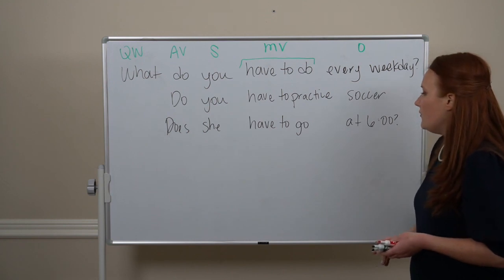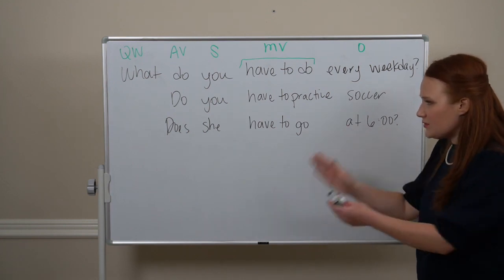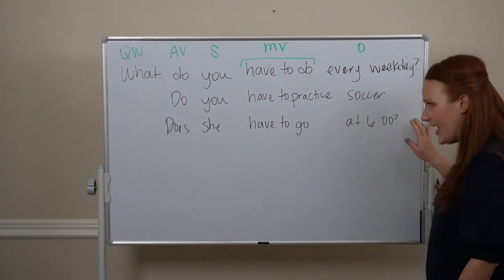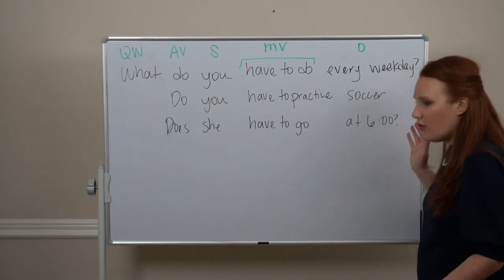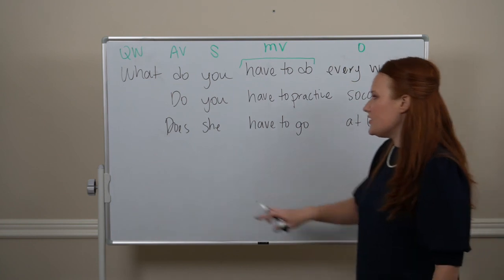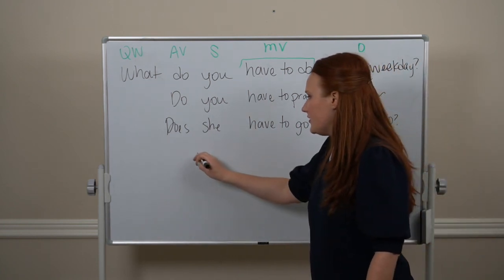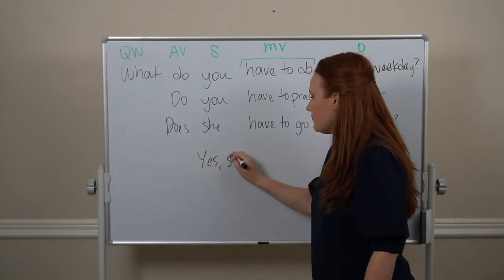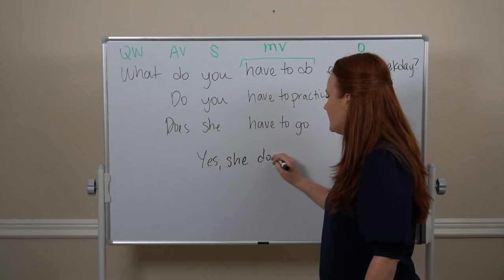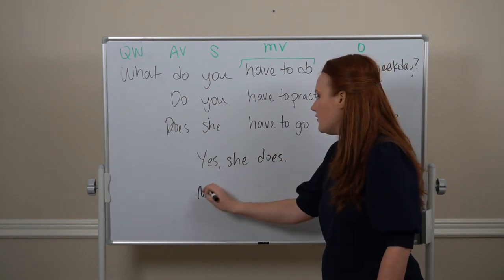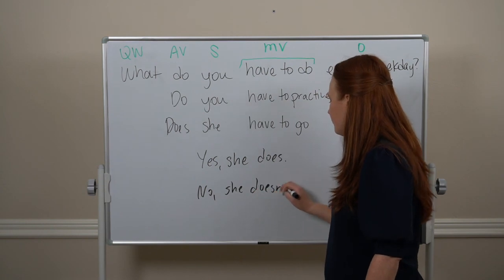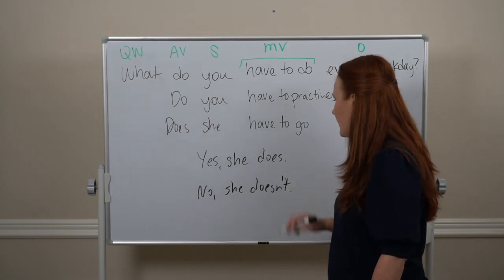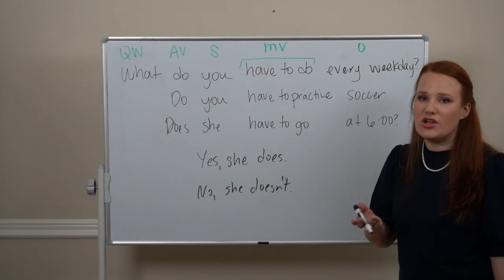So, for these closed questions, we can do the long answer. Yes, she has to go at 6 o'clock. Or the short answer, just the subject and the auxiliary verb. Yes, she does. No, she doesn't. Yes, I do. No, I don't.